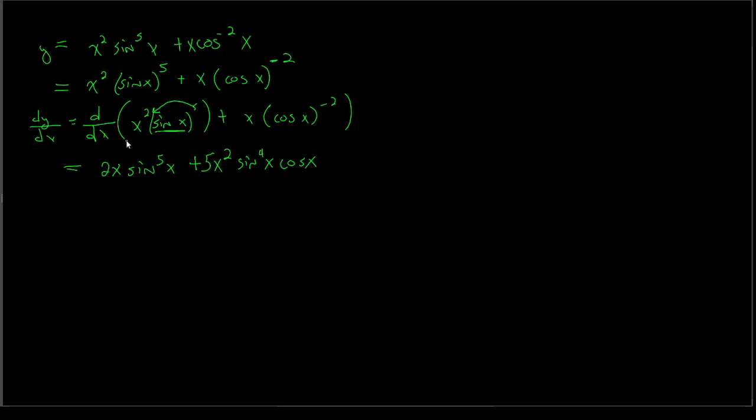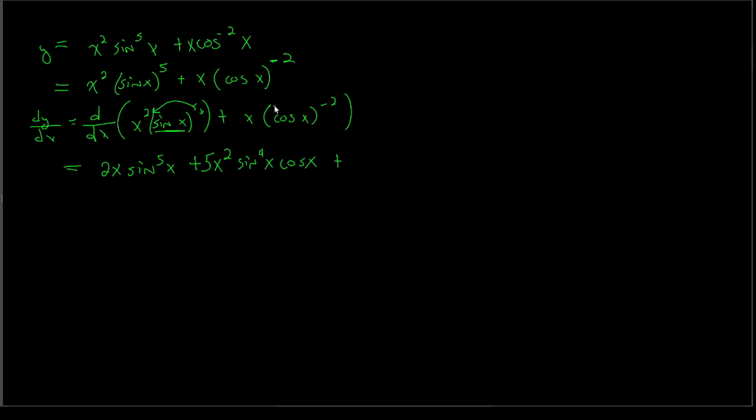So in taking our rules, we did product rule, 2x times sine to the fifth of x plus the first times the derivative of the second. And so this fifth power here, I pull the 5 back in front and I bring the power down to 4. But because it's chained, I have to take the derivative of what's inside of here. So I get this 5x squared sine to the fourth of x cosine of x.